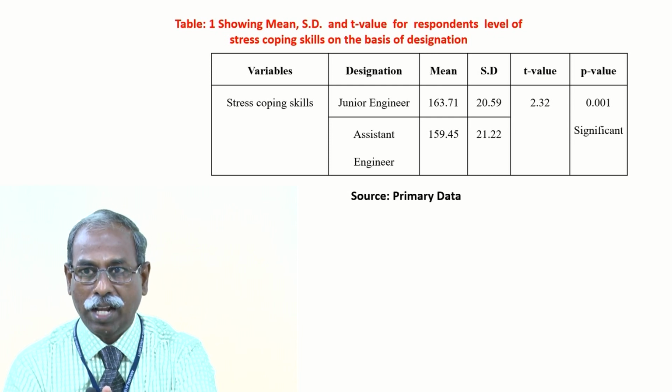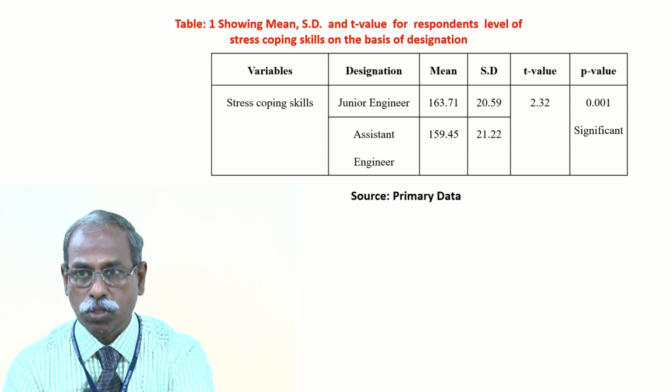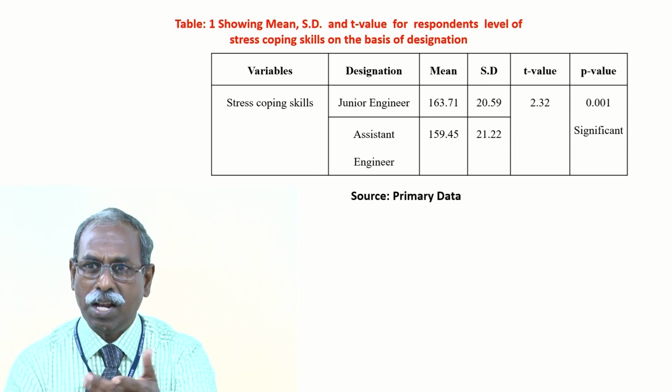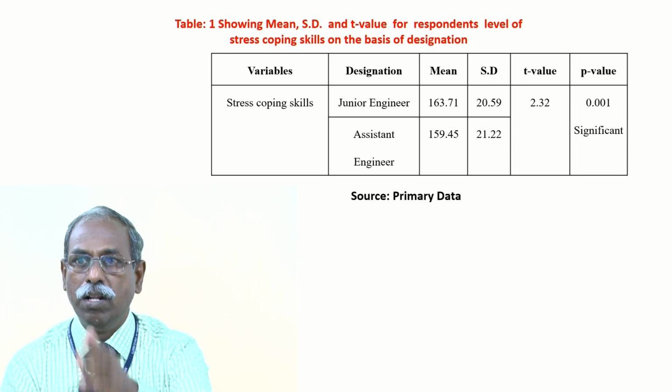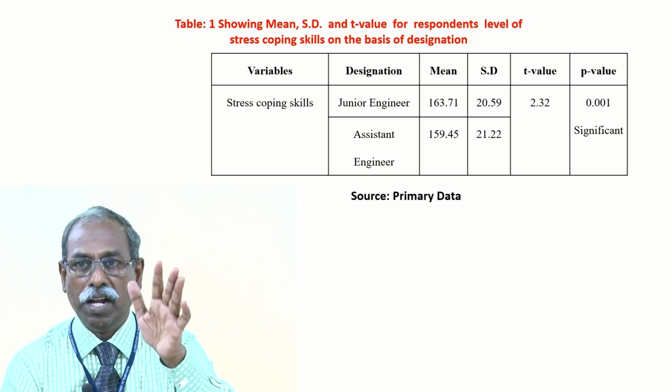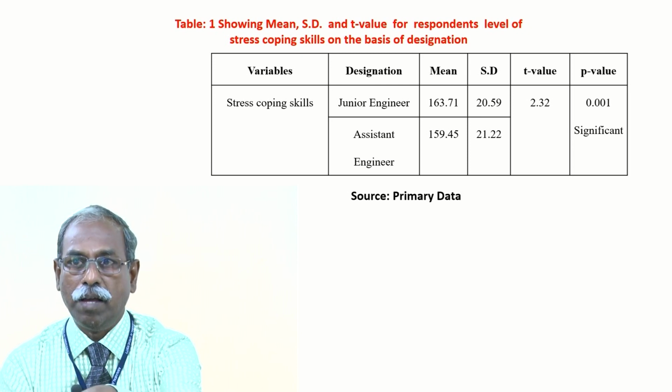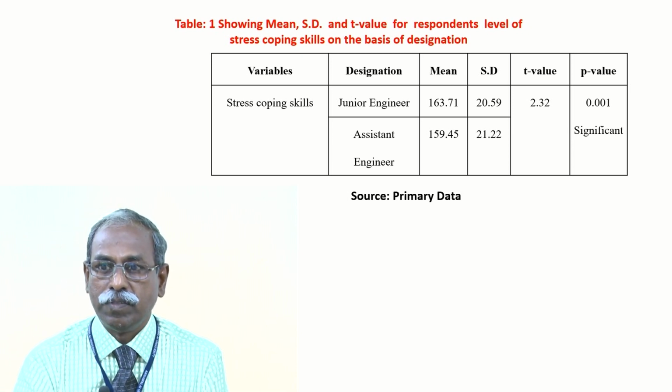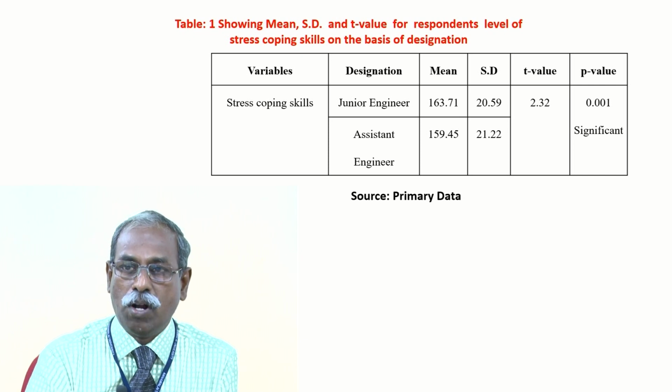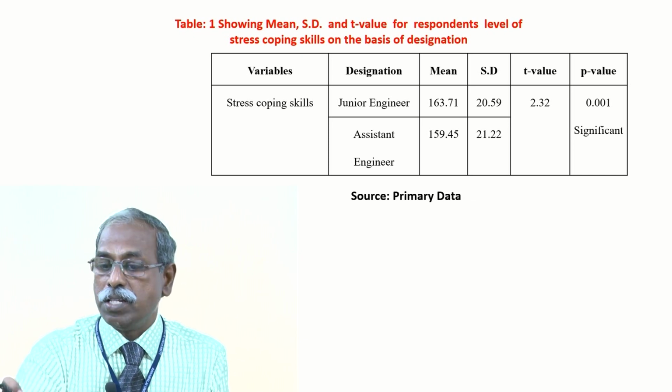They go and collect the sample from those populations using some standard questionnaire or some other method for stress coping skill. They have collected the data and entered it into the software. After that, they get the mean value. These are called the obtained mean value and the standard deviation.